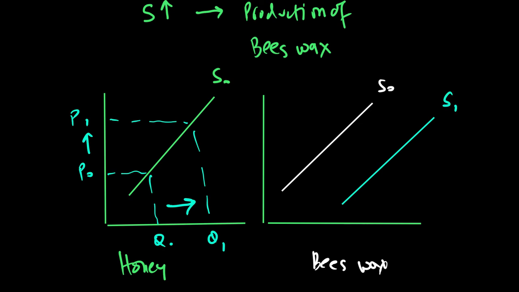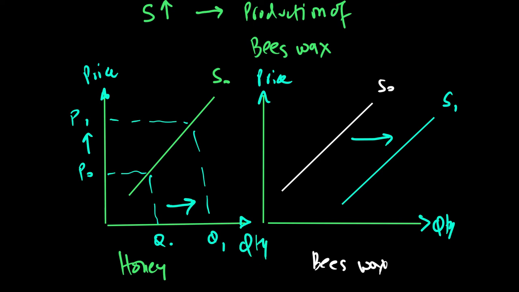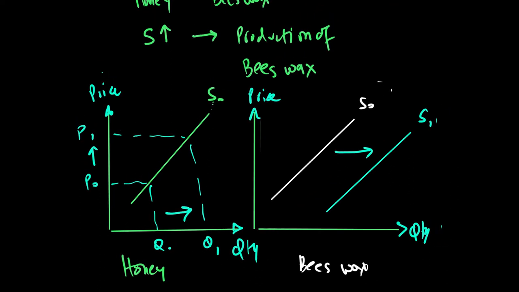And this is an independent factor, guys, which is making this supply curve shift, and not a dependent factor, in the sense that it was not because of cost of production or any other reason that the supply has gone to the right, but because you are producing more honey, automatically more beeswax is produced.